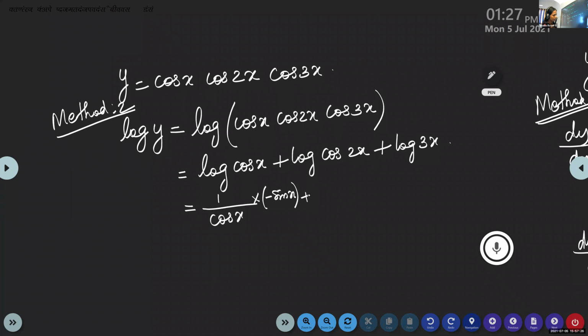Hmm? You say it louder, Shivani. I'm not able to hear. Ma'am, cos. What is the derivative of log x? Ma'am, can you hear me? I'm not able to hear. Can you repeat it once again? Ma'am, cos.